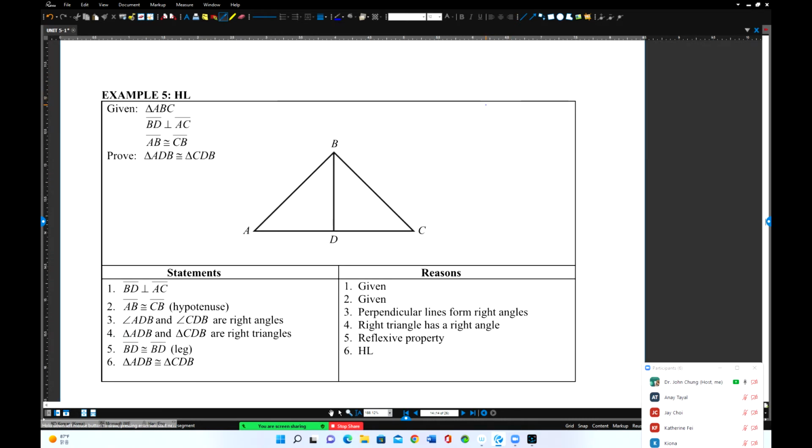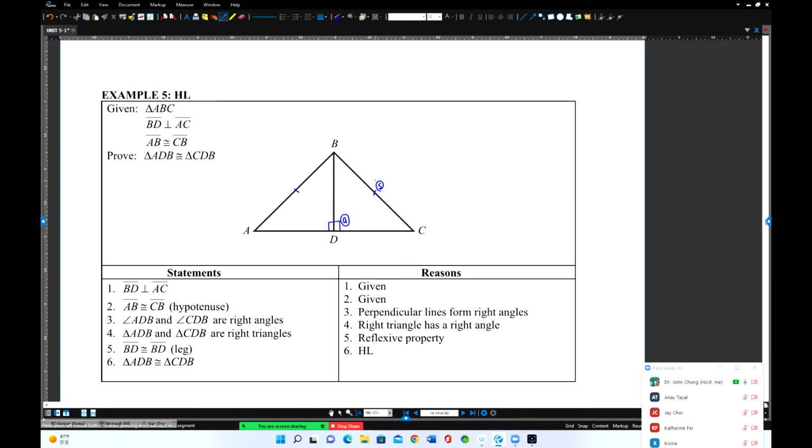Example 5, that's the last one of using the right triangles. Now take a look over here. BD and AC are perpendicular. Maybe you can guess, you can see that these two angles are congruent. We got the one angle, okay? The next one, AB congruent to CB. That's one side.